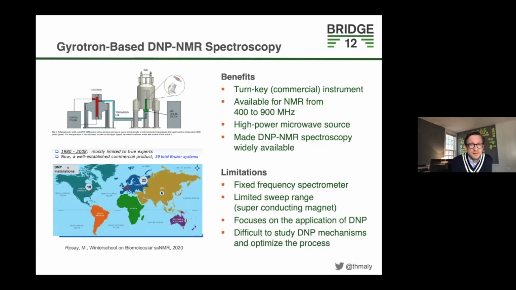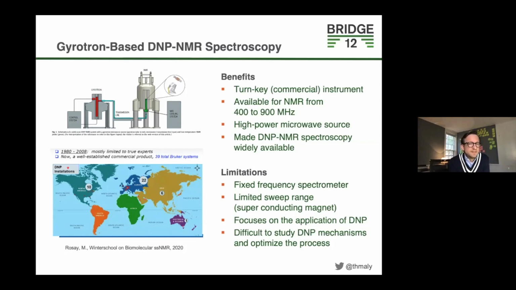This system, commercialized by Bruker, is a turnkey instrument available for NMR spectroscopy from 400 to 900, possibly even higher frequencies in the future. It uses a high power microwave source, and this has truly transformed the field of DNP-NMR spectroscopy, because you don't need to worry about instrumentation anymore. You can perform your experiments.